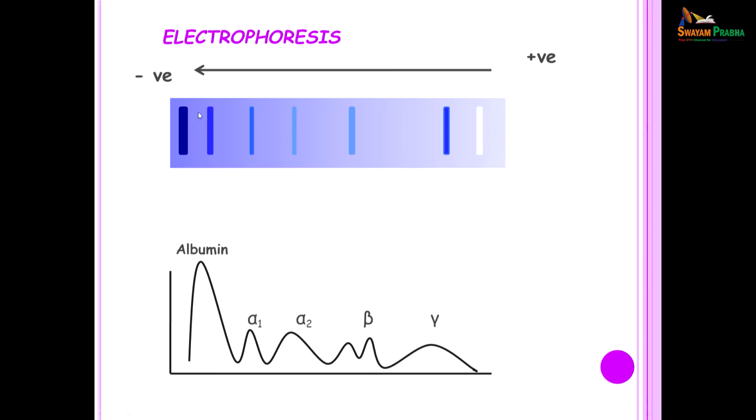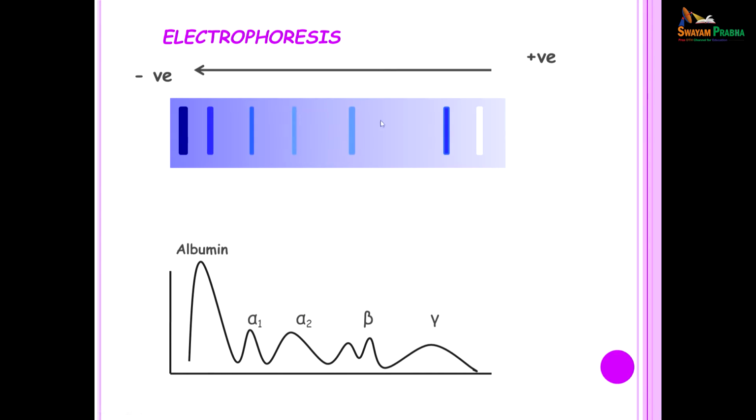Now, the fastest moving thing is the marker. We put a little marker so that we know when our reaction gets over. The fastest moving protein product is albumin. It is followed by the alpha 1, alpha 2, the beta and the gamma chains. Immunoglobulins or antibodies lie in this particular area in the gamma region.